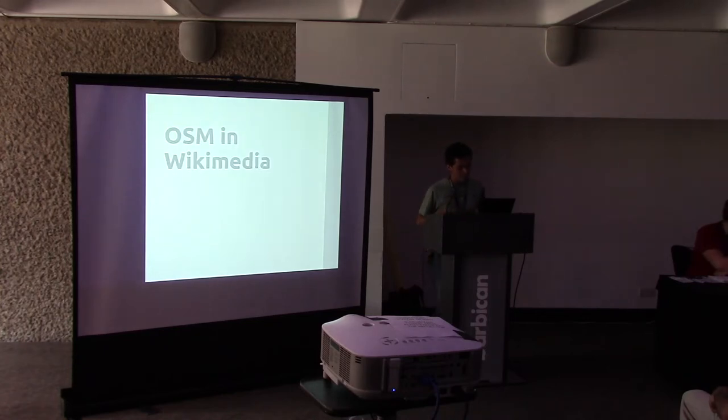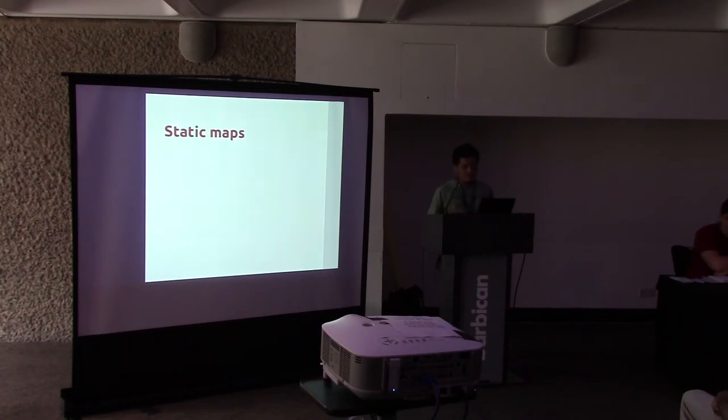Now let's go over to how OpenStreetMap is being used in the Wikimedia projects. And I think this is more interesting to you guys. So first of all, static maps. We know that articles are more informative with a map of the thing that is being described on Wikipedia, and OpenStreetMap has been a pretty constant source of data for creating these maps.